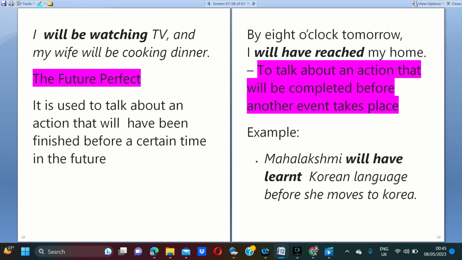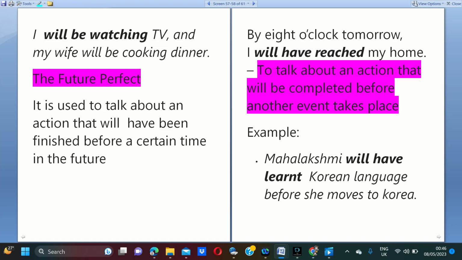Mahalakshmi will have learned Korean language before she moves to Korea. Which is the earlier action? Will have learned Korean language is the earlier action. She moves to Korea is the later action. To talk about earlier actions, we use future perfect. For later actions we use simple present. Here, before she moves to Korea, she will have learned Korean language.